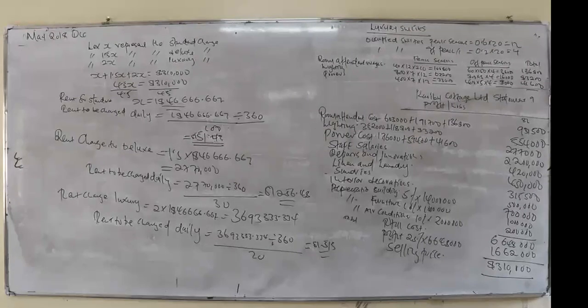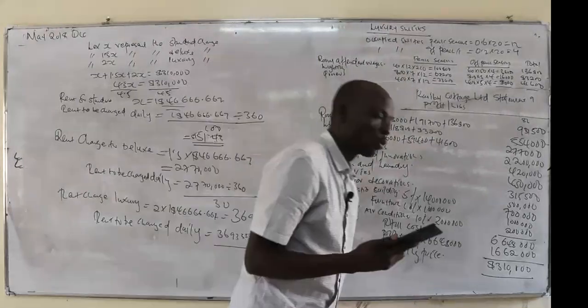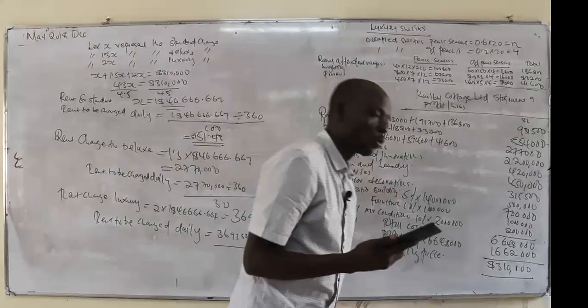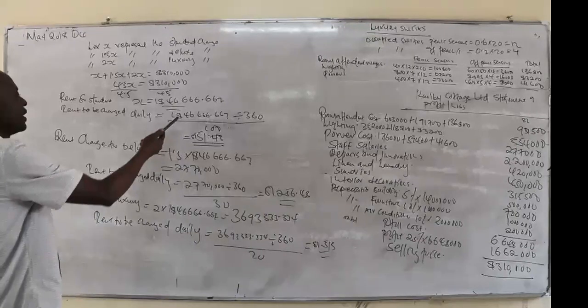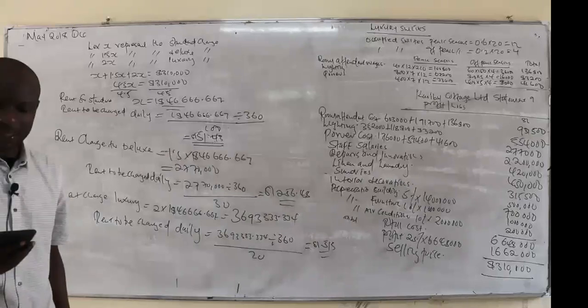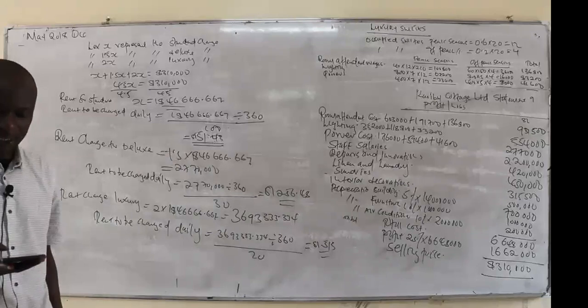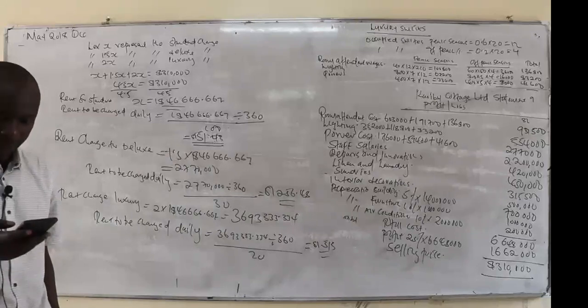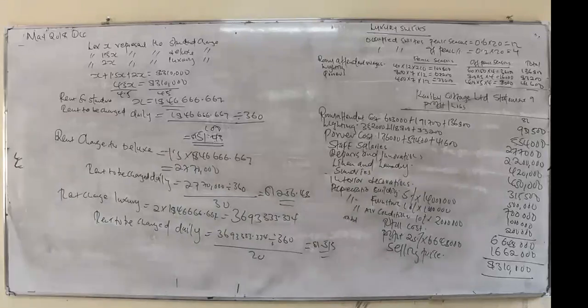So the reason why we're dividing by 360 is this figure that we have here. Those are annual figures. Remember, we determined the total annual costs and the annual selling price. So the amount indicated here is for the year, and we need to get it per day. A year has 360 days, so we divide that one by 360. That is the reason why we are dividing by 360.